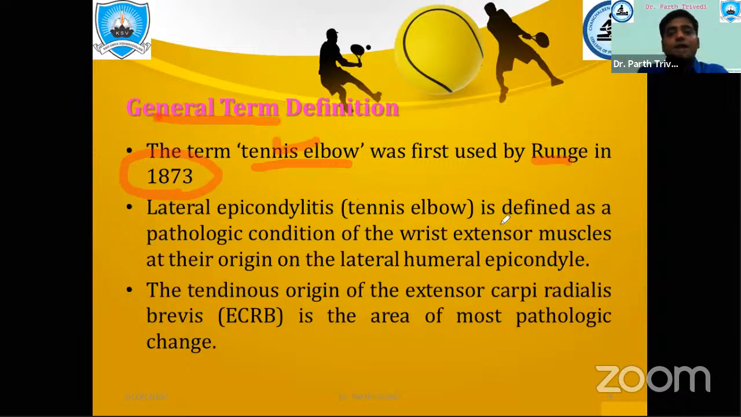Generally, we say that tennis elbow is a condition which affects the lateral epicondyle or the common extensor group of muscles. The extensor group of muscles extends the wrist. So when you repeatedly use the wrist extension movement, you have a tendency of injuring these common extensor muscles. Basically, the most common muscle involved is extensor carpi radialis brevis.